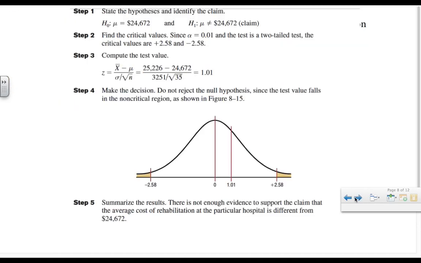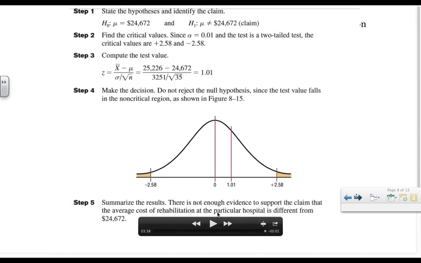Okay. So here is my solution. Here's our null hypothesis that they're the same, the alternative hypothesis that they're different. Alpha equals 0.01. It's a two-tailed test, so my critical values are plus and minus 2.58. I plug all these numbers into the formula, and I get 1.01. This definitely falls within the critical values, so I cannot reject my null hypothesis. I cannot say that the data is different. According to this, the data is pretty close to the same.